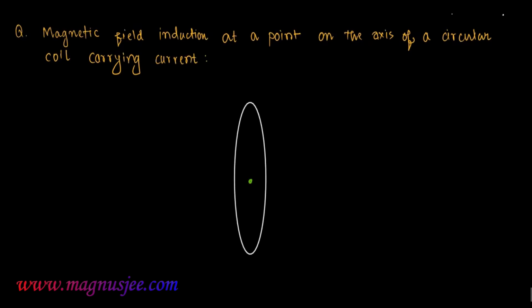This is a circular coil, and we can draw the axis of the coil, which is perpendicular to the plane of the coil. A is the radius of this circular coil. Current flows downwards in the front portion of the coil and current flows upwards in the back portion of the coil.